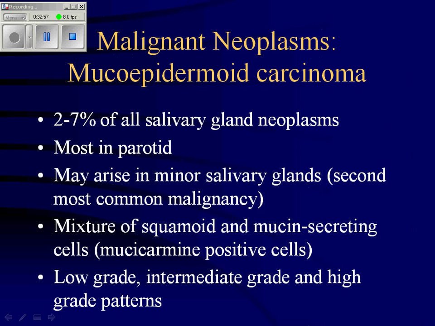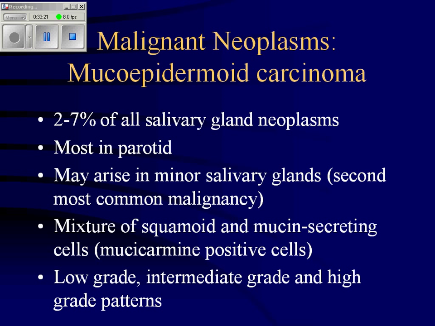And a mucoepidermoid, yeah, that's the other one. So mucoepidermoid carcinoma is 2 to 7% of all salivary gland neoplasms. Most of them occur in the parotid, but many of them do arise in the minor salivary glands, and it is the second most common malignancy of salivary glands, and the most common in children, because these do occur in children.